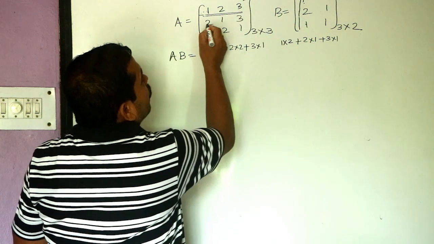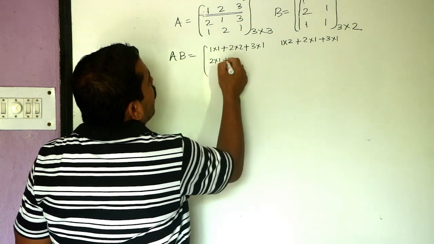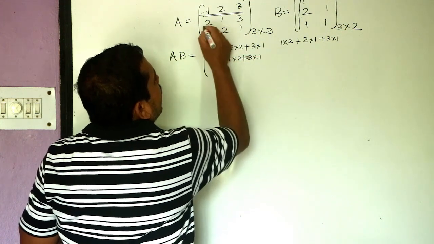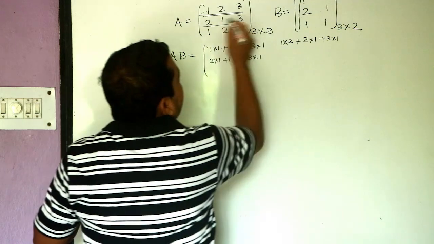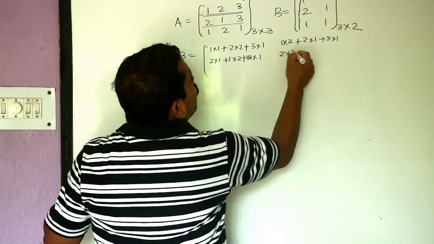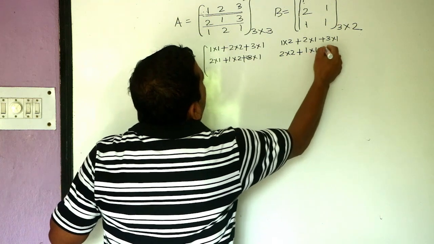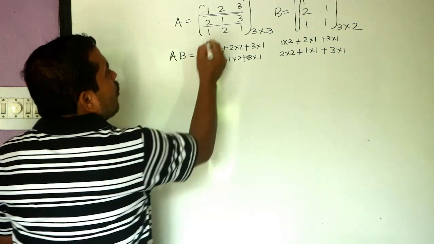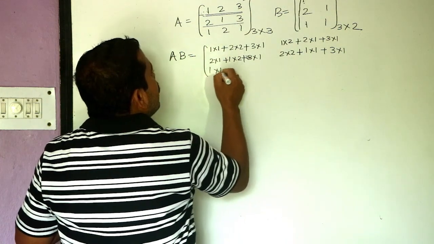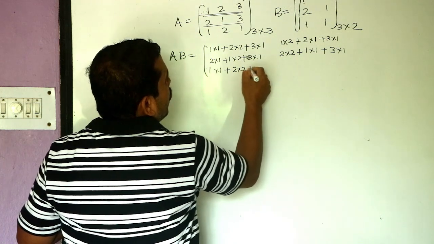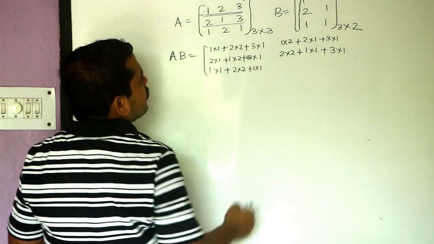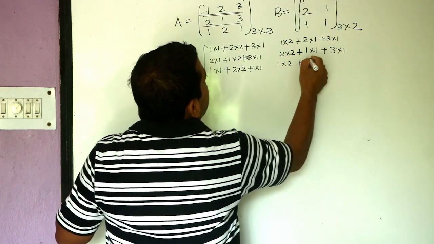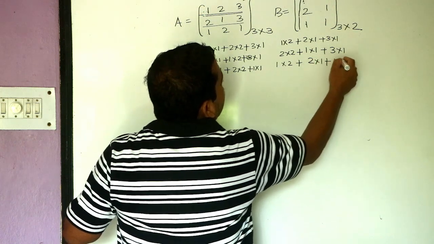Next, we go to the second row. Second row, first column: 2 into 1 plus 1 into 2 plus 3 into 1. Similarly, second row, second column: 2 into 2 plus 1 into 1 plus 3 into 1. Second row finished. Next, third row, first column: 1 into 1 plus 2 into 2 plus 1 into 1. Similarly, third row, second column: 1 into 2 plus 2 into 1 plus 1 into 1.